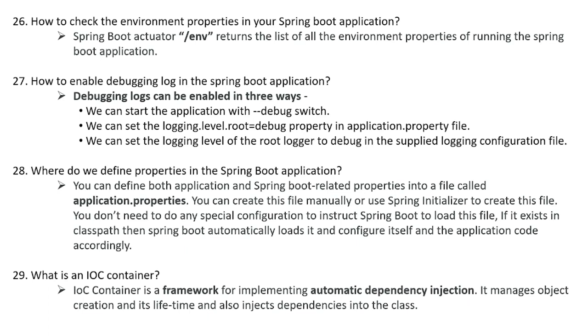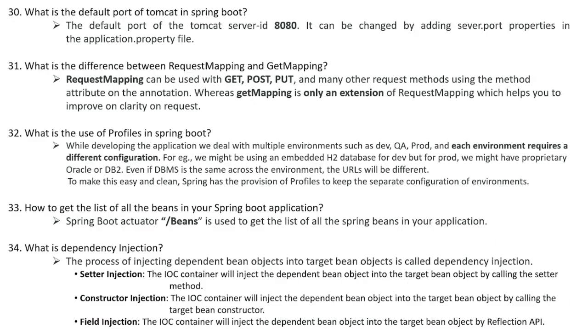Question 29. What is an IOC container? IOC container is a framework for implementing automatic dependency injection. It manages object creation and its lifetime and also injects dependencies into the class. Question 30. What is the default port of Tomcat in Spring Boot? The default port of the Tomcat server is 8080. It can be changed by adding the server.port property in the application.properties file.